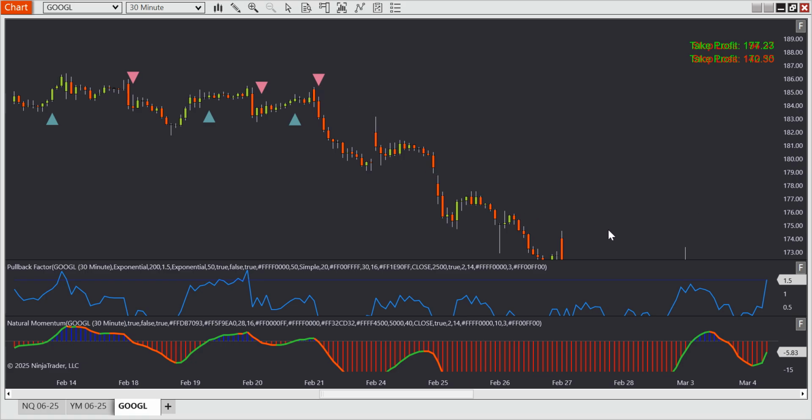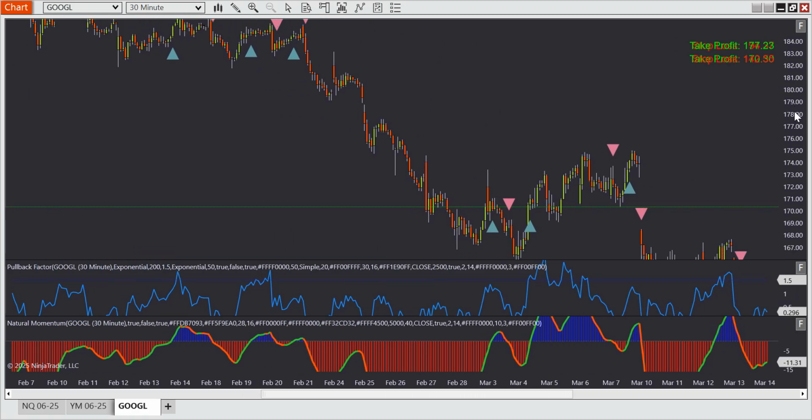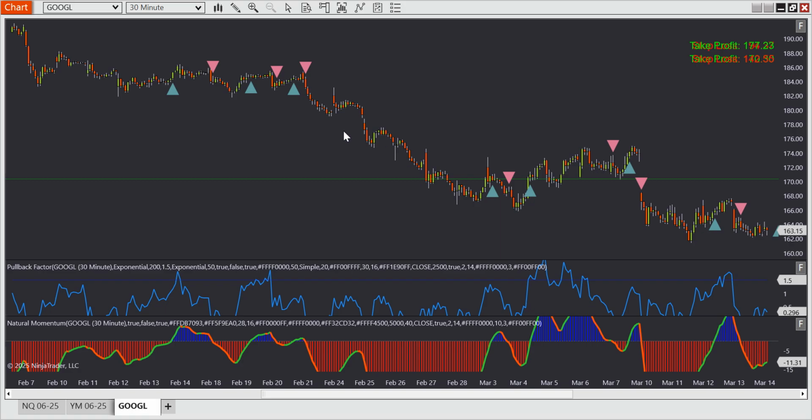And that's what we have here. Would have been a wonderful trade to the downside with this high holding. Very strong move.